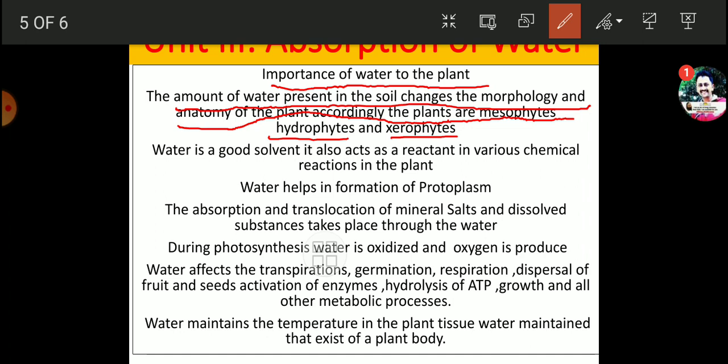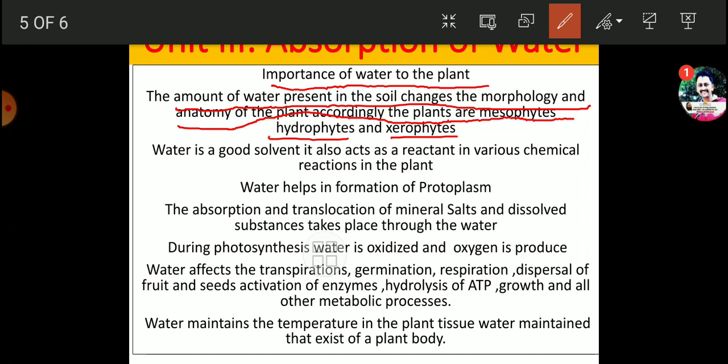But in xerophytes, less water is present in the soil, and with that small amount they have to complete their life cycle or survive there. So definitely they check the rate of transpiration, and morphologically we can find spines on xerophytic plants. Mesophytes and hydrophytes are quite different. In xerophytes, a well developed root system is there. In hydrophytes, a poorly developed root system is there, isn't it?